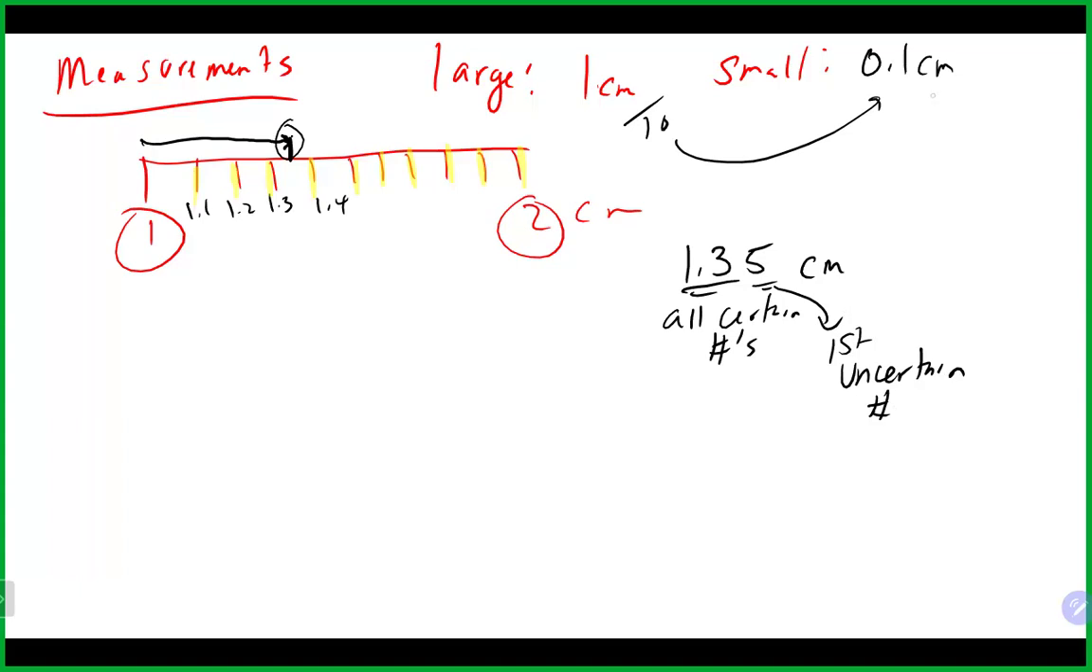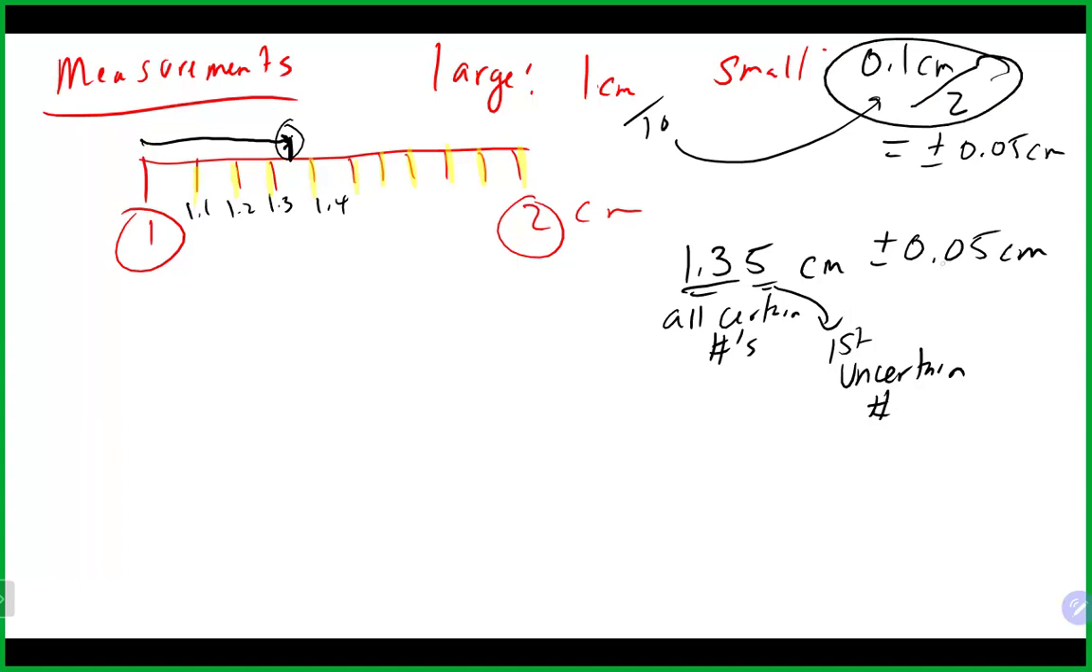We can always take the smallest marking, divide it by 2, and that gives us plus or minus 0.05 centimeters. Here they usually want you to record that if you're taking some type of measurement. The nice thing about taking the smallest marking and dividing it by 2 is that if you are not sure how far you should take the original measurement, it will tell you. So in this case, we get 2 decimal places. That is how far we should take our reading. Any questions on what we talked about there?